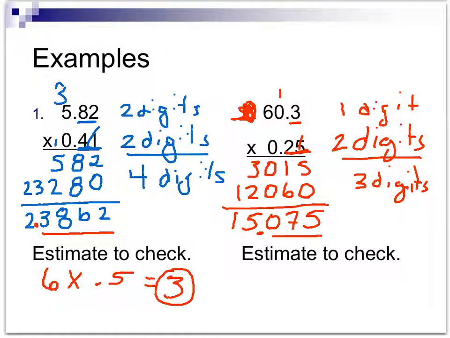I can also use estimation to check to see if my answer works and it makes sense. 60.3 is very, very close to 60. And 0.25, that's the same thing as the fraction 1/4. So I can think about 1/4 of 60, 60 divided by 4, which would be 15. So taking a look at that, 15 and 15.075 makes a lot of sense.